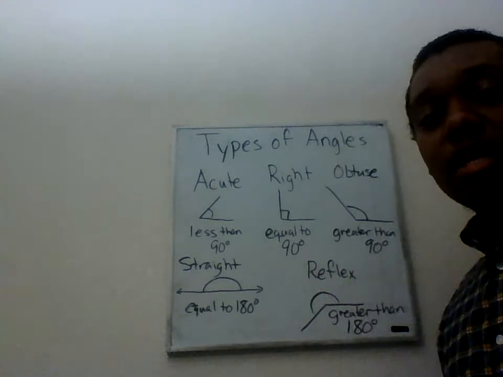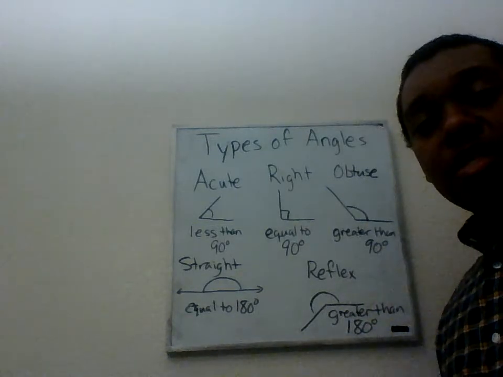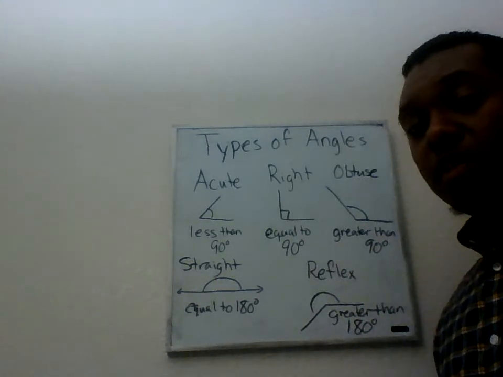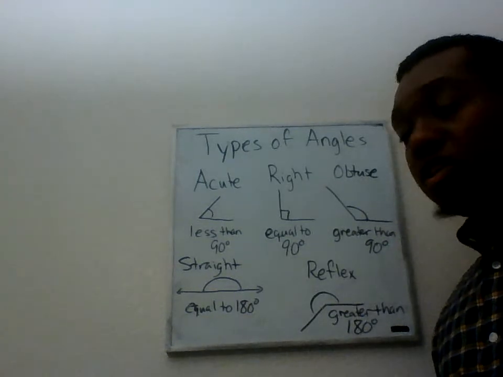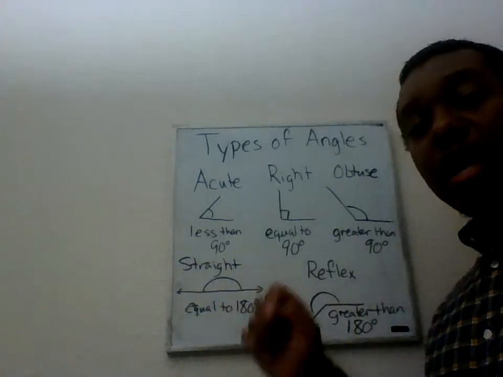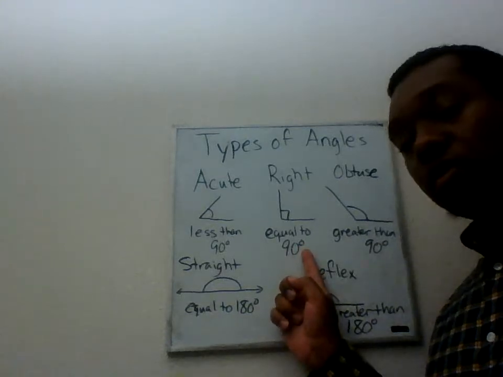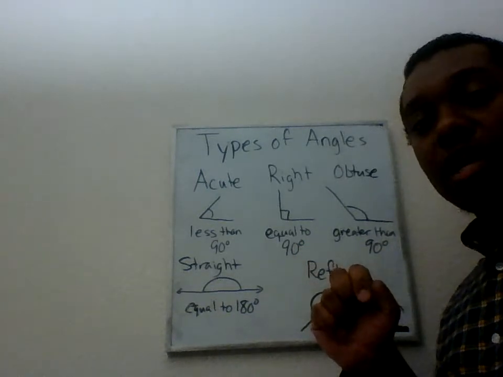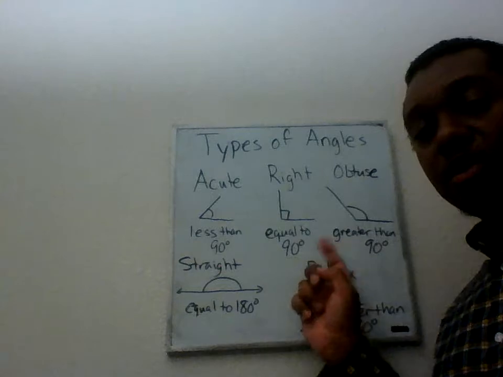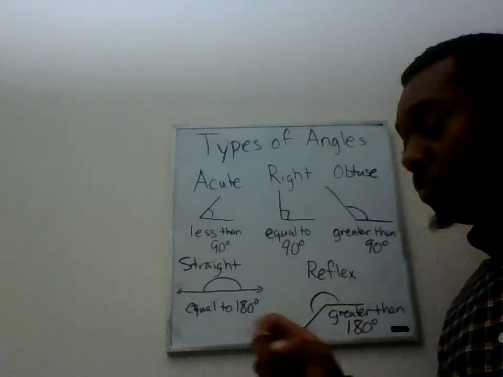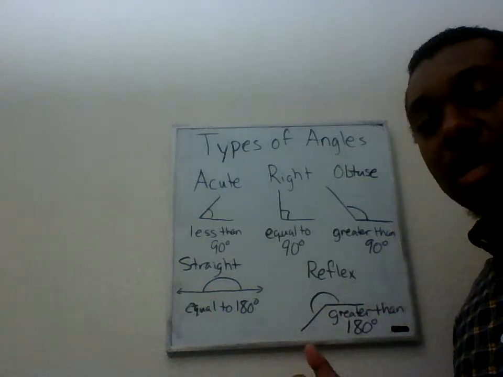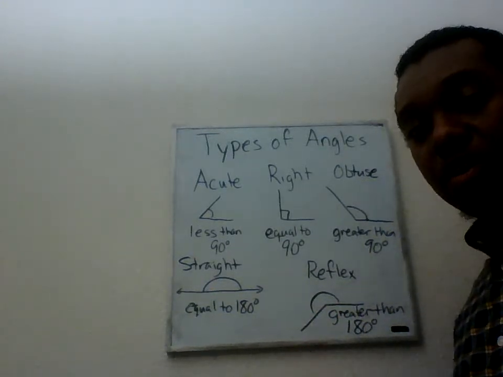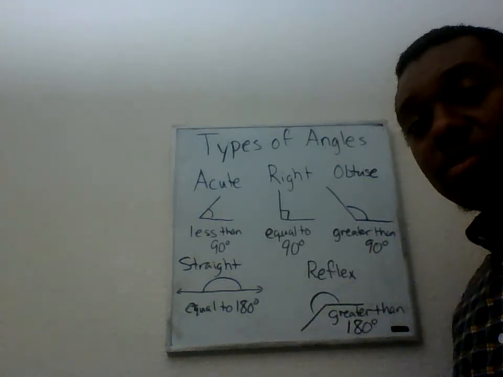So those are the six types of angles, and we'll be looking at lots of things involving them throughout this course. Again, an acute angle is one that is less than 90 degrees. A right angle is one that is equal to 90 degrees. An obtuse angle is one that is greater than 90 degrees. A straight angle is one that is equal to 180 degrees. And a reflex angle is one that is greater than 180 degrees. That's types of angles, and I'll see you soon.